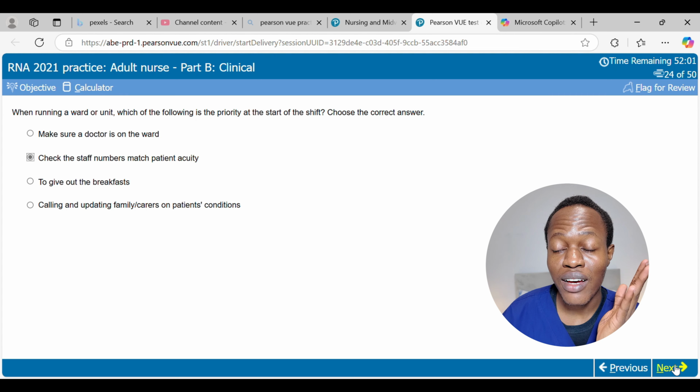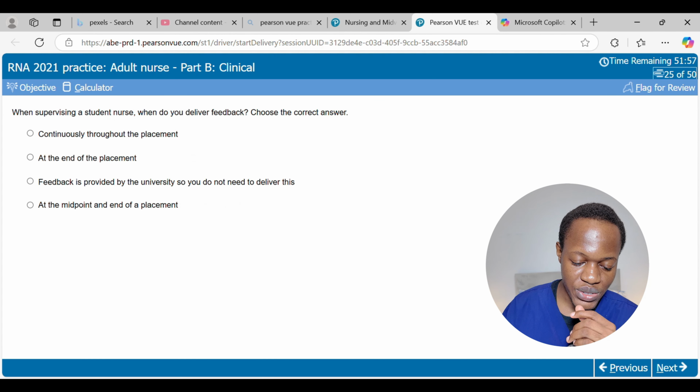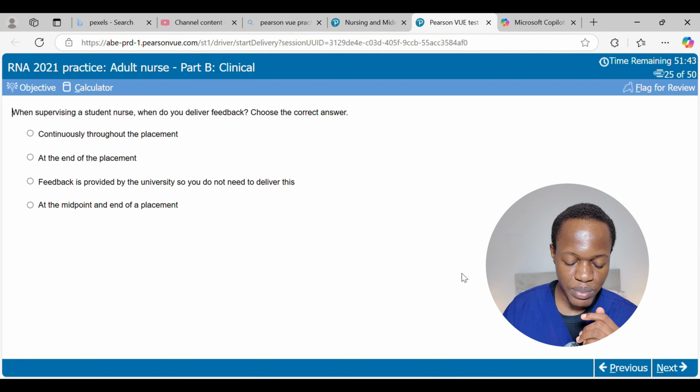We're always short-staffed anyway. When supervising a student nurse, when do you deliver feedback? A, continuously throughout the placement. B, at the end of the placement. C, feedback is provided by the university, so you don't need to. It should be at the end of the placement.